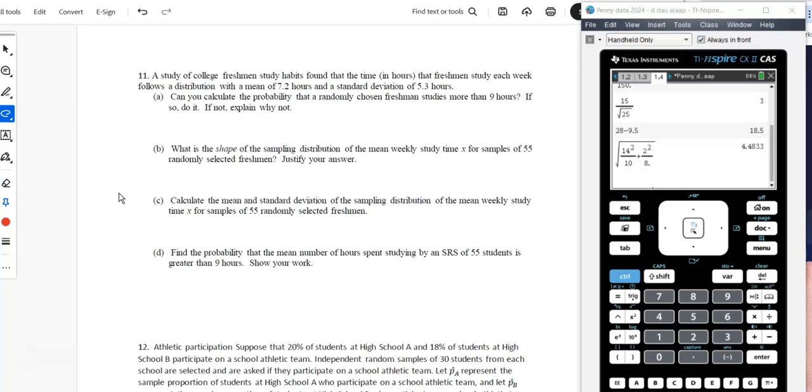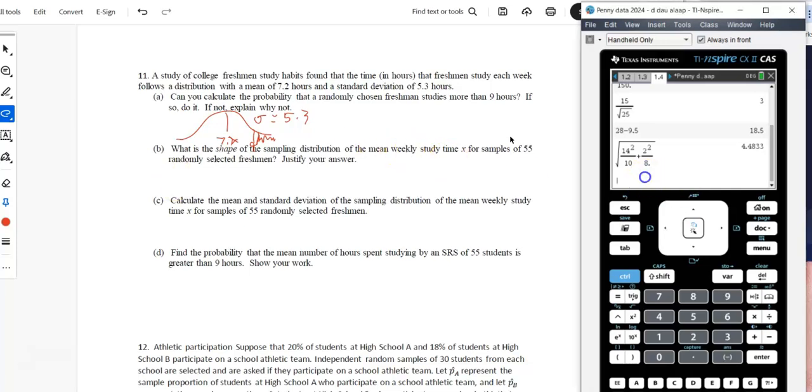Okay. A study of college freshmen study habits found that the time, in hours, that freshmen study each week follows a distribution with a mean of 7.2 hours and a standard deviation of 5.3. Can you calculate the probability that a randomly chosen freshman studies more than 9 hours? So we don't have to do any calculations here. This is not a sampling distribution of a certain sample size. This is just saying, let's take the mean of 7.2, standard deviation of 5.3. And it says more than 9. So somewhere over here is 9. We're shading to the right.